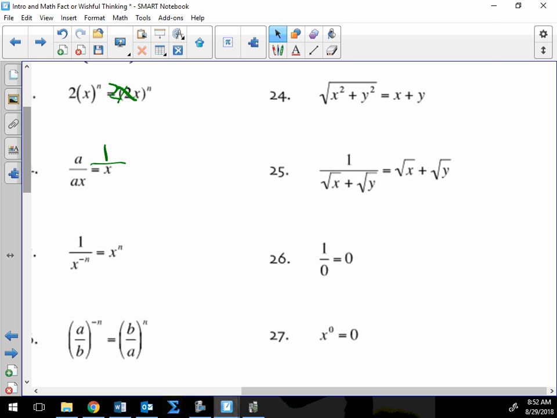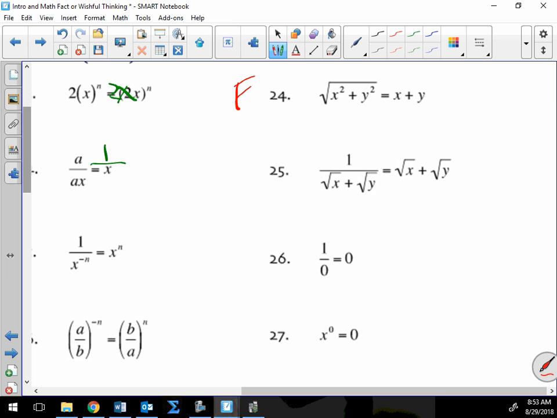Alright, what do we get for 24? False. Every time you make this mistake, I lose 5 years off my life. I'm pretty sure I'm going to die like next year based upon that. We cannot break up the square root over plus or minus, similar to our exponents.